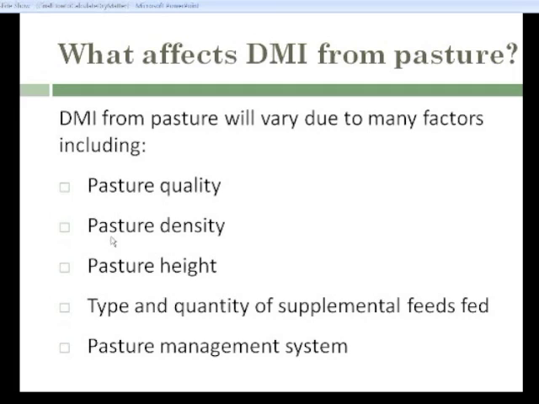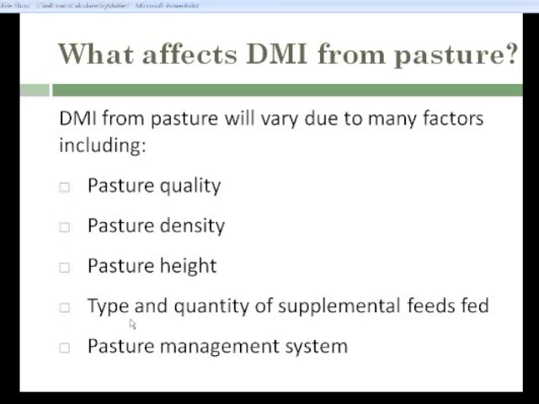Then pasture density is how closely together the plants are or how spread apart the plants are. If you have a low density pasture, for example, it's just grasses with no legumes and you can see bare soil between the plants, then each time the cow takes a bite, she's going to get less forage per bite, and it's going to be harder for her to fill her rumen and maximize the amount of dry matter intake from pasture. Then pasture height is very similar to the pasture density. A shorter pasture, it's going to be harder for the cow to get a full mouthful with each bite, and that's going to limit her ability to take in dry matter.